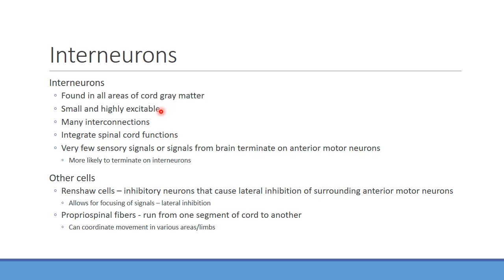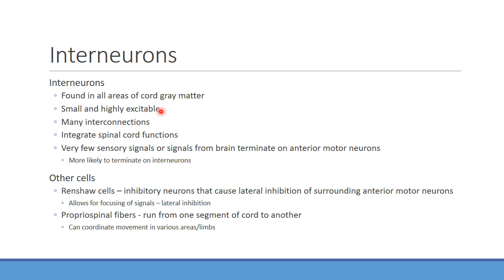So anyway, a couple other cells you'll find, so things like the Renshaw cells, these typically are inhibitory neurons, and they cause what we call lateral inhibition. I think I mentioned this back when we were talking about the sensory effects, the senses that we have. But what do you think lateral inhibition is? It's like when you shut off the other side. Yeah, so you shut off surrounding signals.